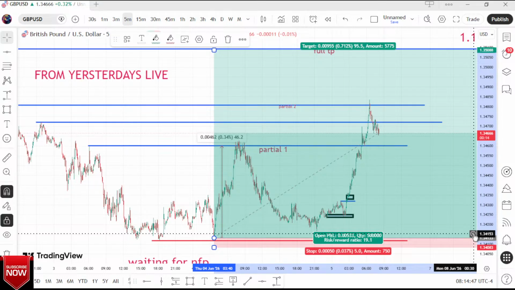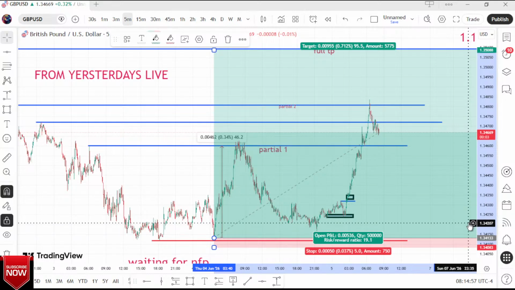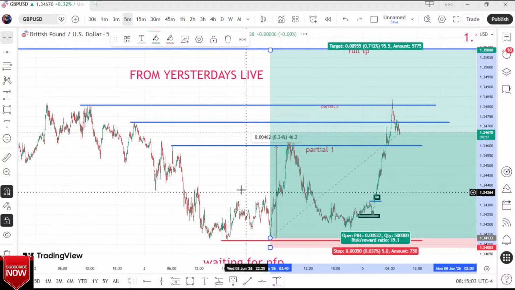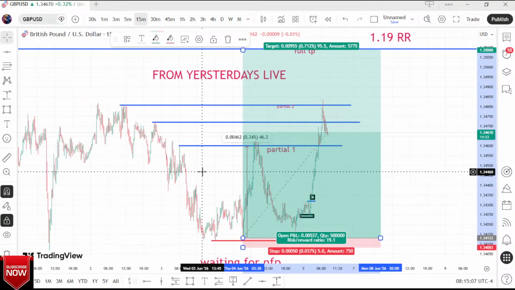So we're expecting those bullish prices, and let's see. You see how price has started to decline prior to the New York session, prior to the NFP news release. Let's see.